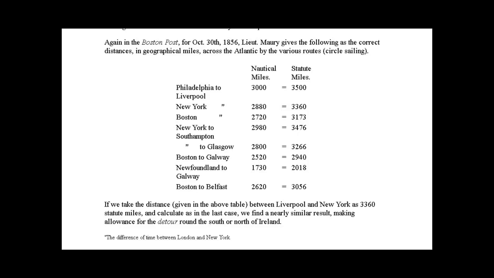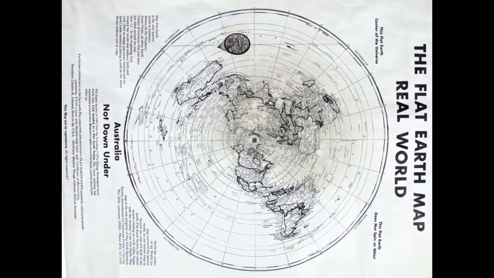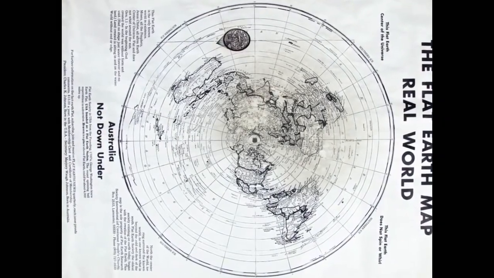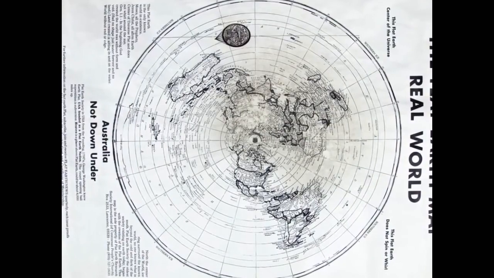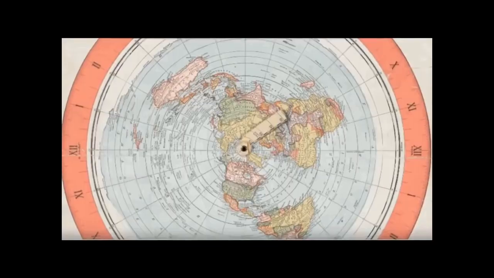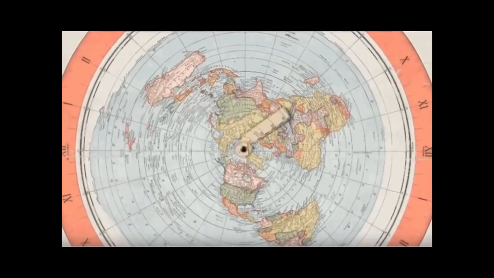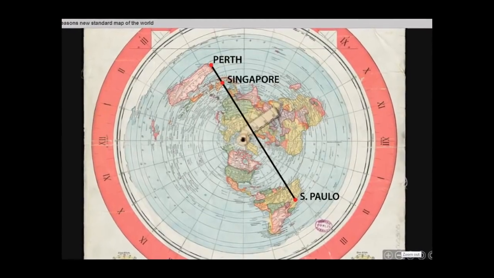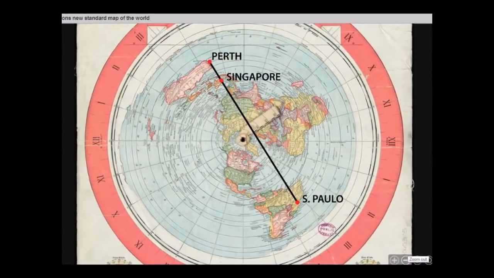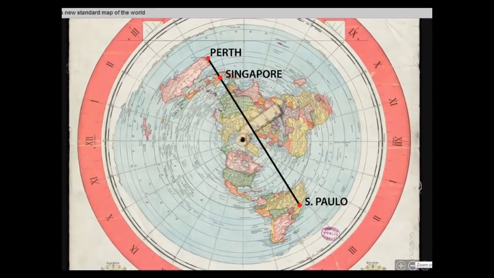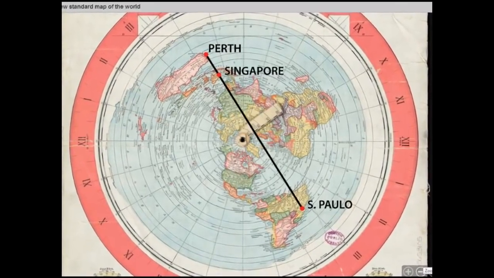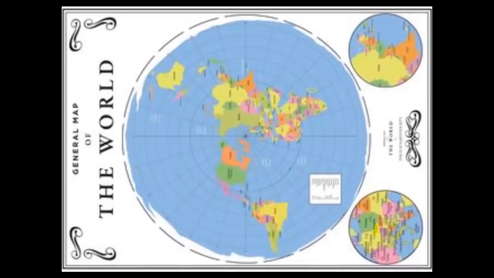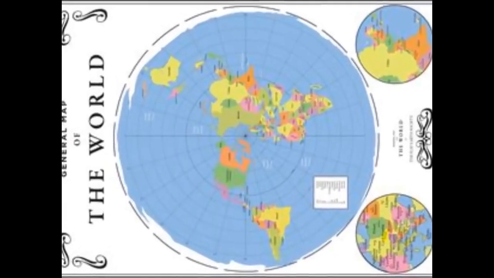If we take the distance given in the above table between Liverpool and New York as 3,360 statute miles, and calculate as in the last case, we find a nearly similar result, making allowance for the detour around the south or north of Ireland. The difference of time between London and New York, which the use of the electric cable makes a matter of some consequence, has latterly been ascertained afresh. It is 4 hours, 55 minutes, 18.95 seconds.